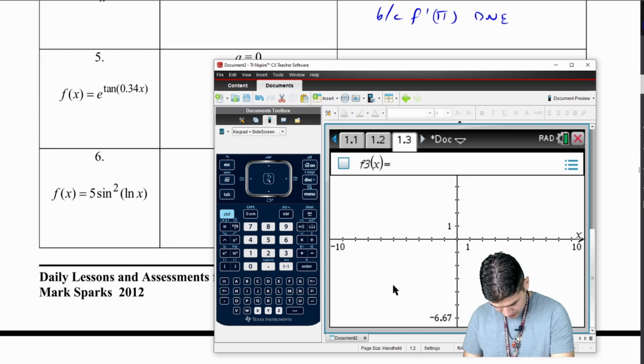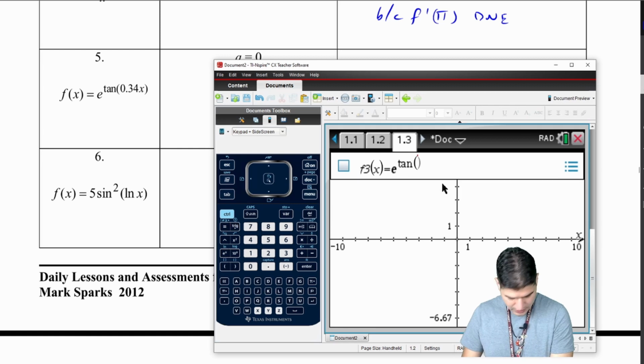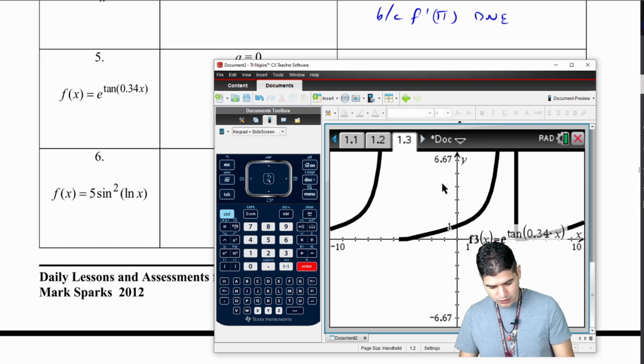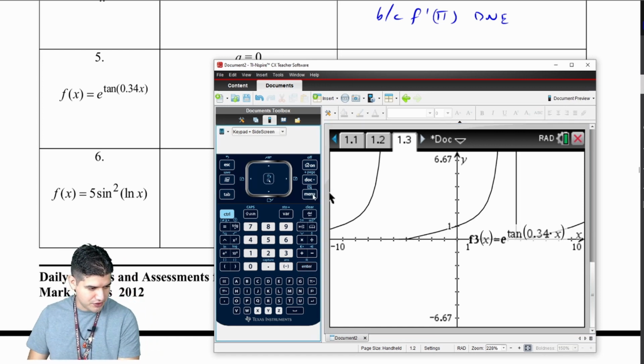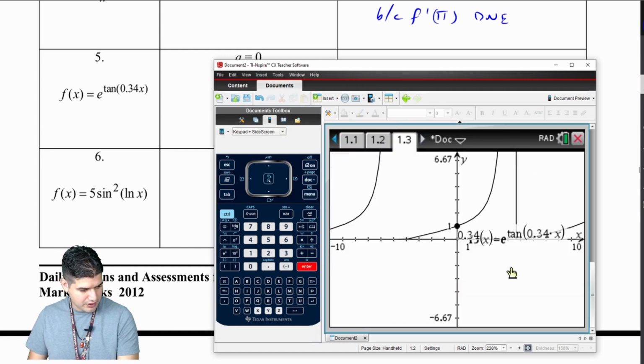And my function is e to the tangent of 0.34x. Okay, yep, I'm in radian mode, so let's go with that there. And we're going to find this at 0. So what is f prime of 0? So again, that's menu, analyze graph, dy dx, and you just type in 0.